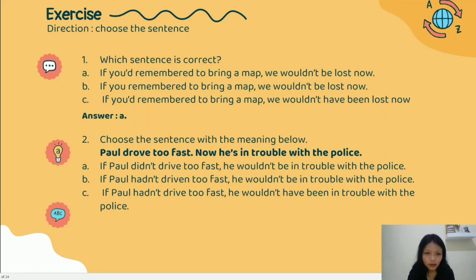Number 2. Choose the sentence with the meaning below. Paul drove too fast. Now, he is in trouble with the police. The correct answer is B. If Paul hadn't driven too fast, he wouldn't be in trouble with the police.